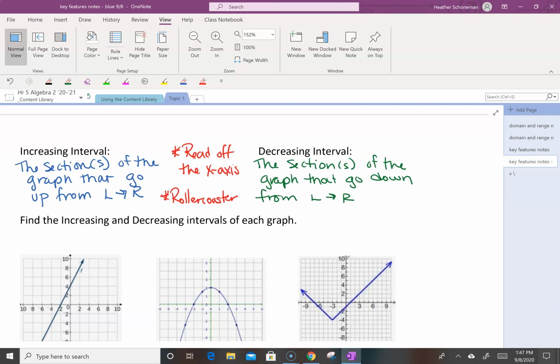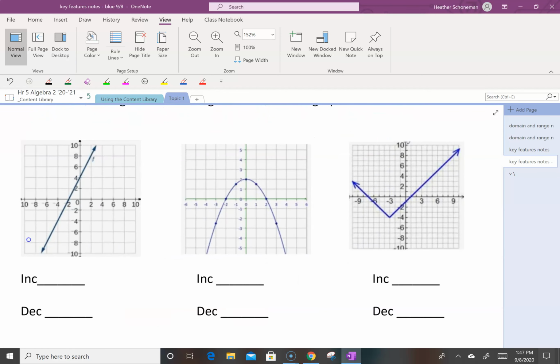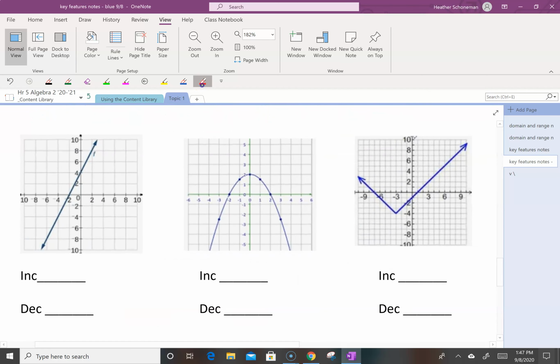And I also like to think of this as a roller coaster. If you get on the roller coaster at the far left side of your graph, are you going up? Then it's positive. Are you going down? It's negative. So if we look at this first graph, as I go from left to right, my graph is constantly going up. So the entire thing is increasing, so there's no decreasing interval. Okay? And it goes all the way to the left increasing and all the way to the right increasing. So when it's everything, it's -infinity to infinity.